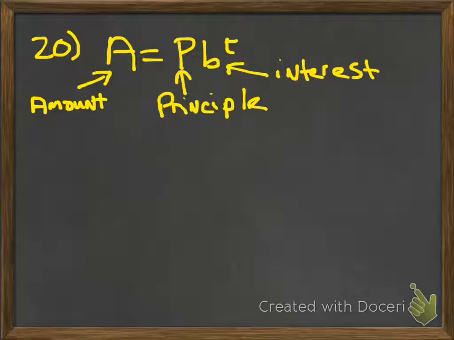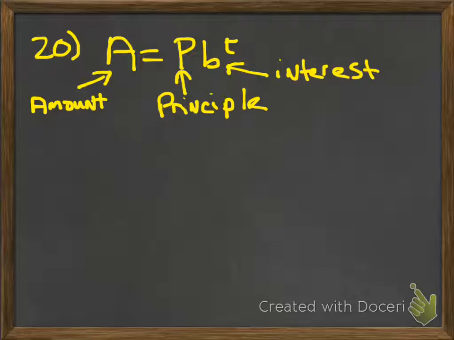So with number 20, we're using this formula. The A stands for the amount, the final amount. P stands for principal, and I think I misspelled that, but I'll correct it in a minute. And the B stands for the interest, either added or subtracted. And there's a formula there that you need to add also that says B is equal to 1 plus or minus R. And of course, T stands for time.